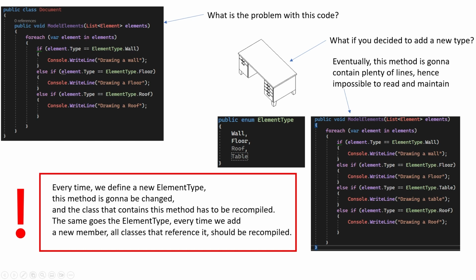Each time we need to add a new type of element, for example, in our case, we wanted to add a table, not only did we need to change this enumeration by adding a new enumeration value, we also need to go to the model elements method and modify it here. And eventually you're going to have a lot of lines of code here.